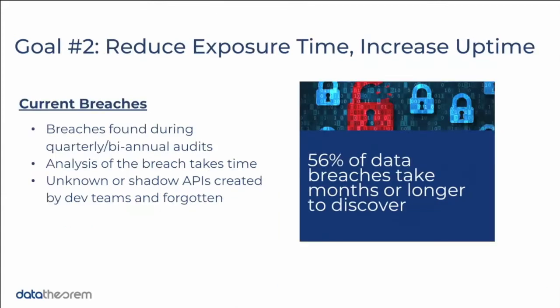Goal number two. According to last year's Verizon data breach investigations report, 56% of data breaches took months or longer to discover. So with the current strategies, the data remains exposed and you have no idea how long it was exposed or who accessed it. This is security's biggest concern, and yet we constantly still get email notices about breaches that happened 3, 6 months, or even a year ago.